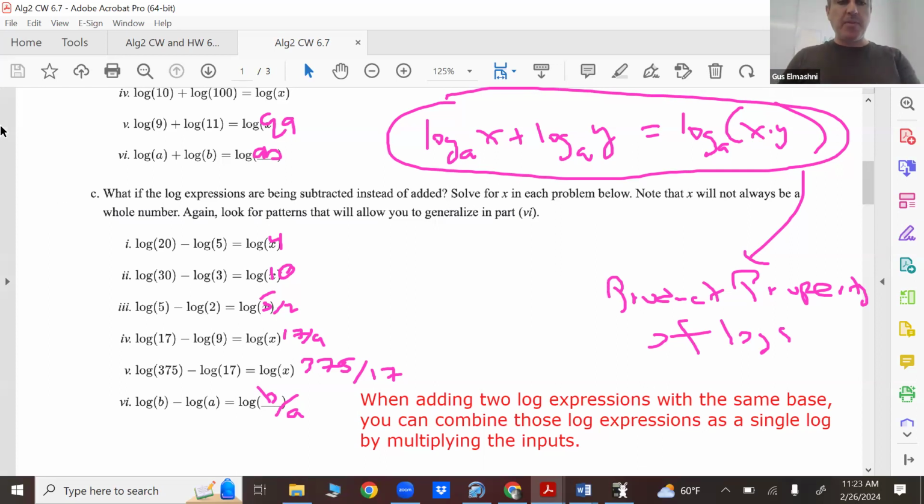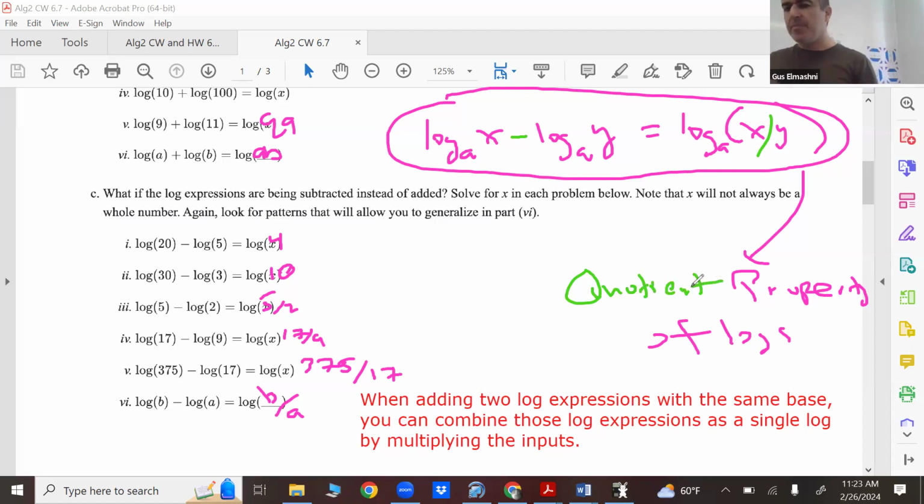So what I'm going to do is a quick edit here. You may want to write this again elsewhere, but I'm just going to do it on my screen because I don't have enough space. So now if there's a minus in between the 2 logs, then you divide. And that's called the quotient property of logs. Log base A of X minus log base A of Y.